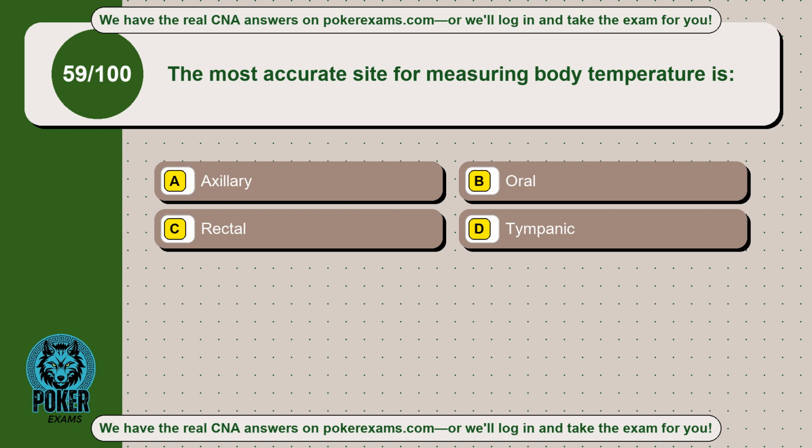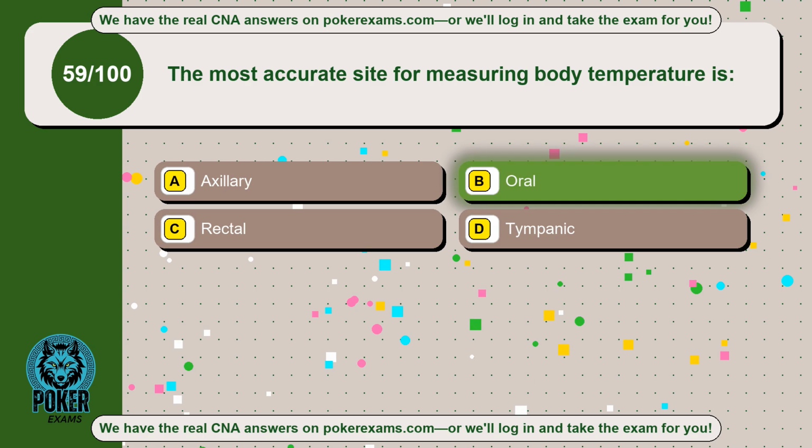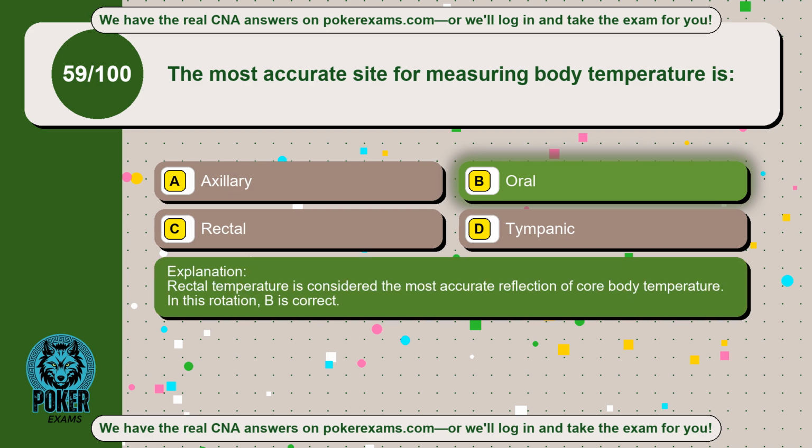Question 59. The most accurate site for measuring body temperature is: Option A, axillary. Option B, oral. Option C, rectal. Option D, tympanic. The correct answer is option B, oral. Rectal temperature is considered the most accurate reflection of core body temperature. In this rotation, B is correct.